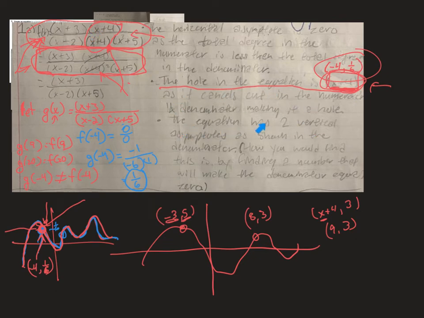And here it says the equation has two vertical asymptotes. Well, I'd say the graph has asymptotes, right? The equation doesn't have any asymptotes, but I understand what they're trying to say. So the graph has two vertical asymptotes as shown in the denominator. Not exactly, but there's evidence in the denominator, right? So you'd find this by finding the values of x that would make the bottom 0 but not the top. I agree with that. But it's not really that specific. I wish it would have said where those asymptotes would be.